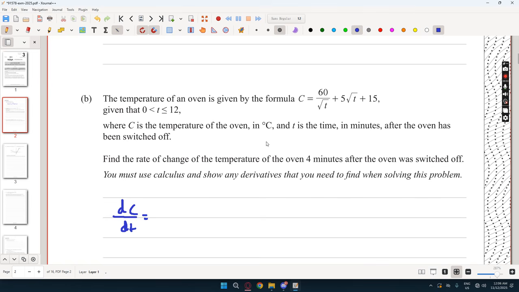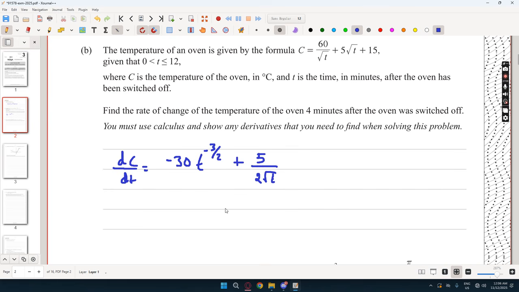dC/dt equals, well, that's minus a half, right? So minus 30 t to the minus 3 on 2 plus 5 on 2 root t. At t equals 4 minutes, minus 4 to the minus 3 on 2 plus 5 on 2 root 4, that's minus 2.5 degrees per minute.